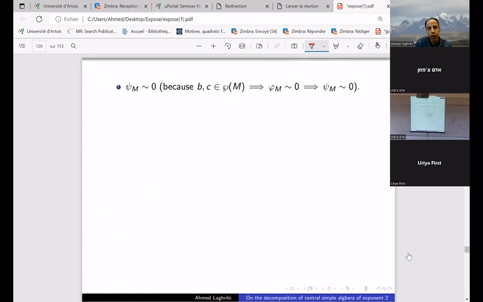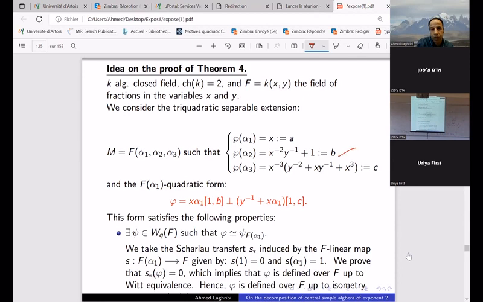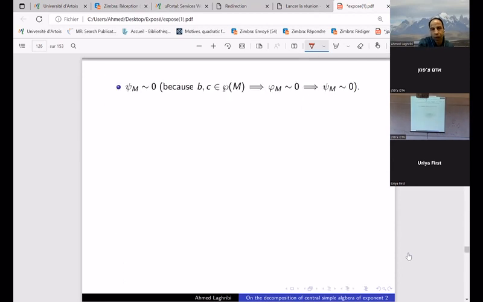The second point: psi over M is hyperbolic. And the reason is the following. If you remember, b and c are ℘ of something. Okay, so they are in ℘(M). So my form becomes hyperbolic over M, and the same thing is true for psi. So my psi is now in the Witt kernel of M.